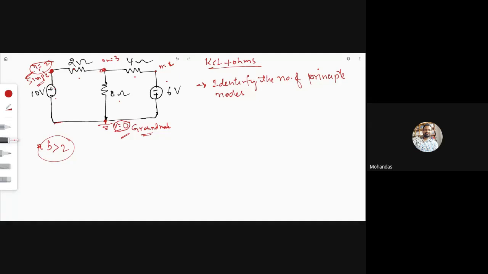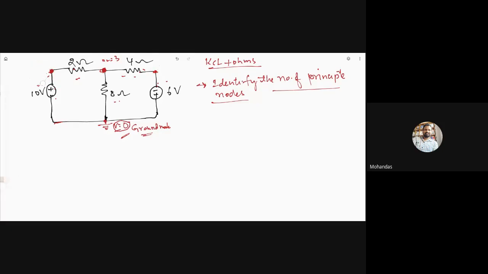Suppose you observe this node: 1, 2, 3, three elements or three branches are connected here. So this is known as a principal node. And what about this node? Only 2. This is also a simple node. So what I am trying to say is that we have to identify the number of principal nodes only, not simple nodes. Simple nodes should not be considered for this nodal analysis. Only principal nodes we have to consider.